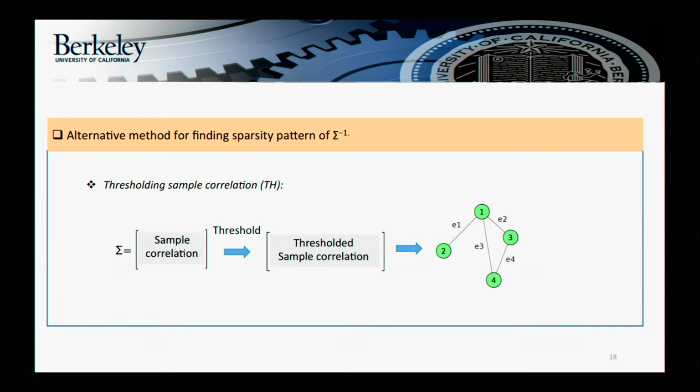That means that for any non-zero entry, you just draw an edge between the corresponding nodes in the graph. So the idea is pretty straightforward, and it's commonly used, especially when the sample covariance matrix is not invertible, it's rank deficient.